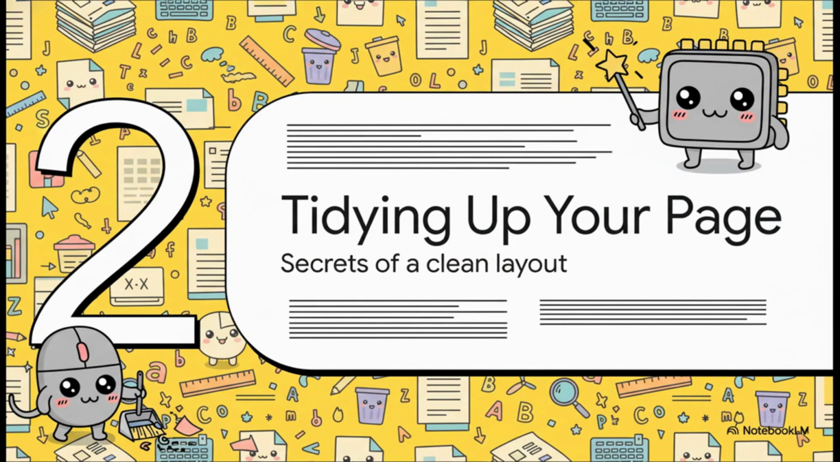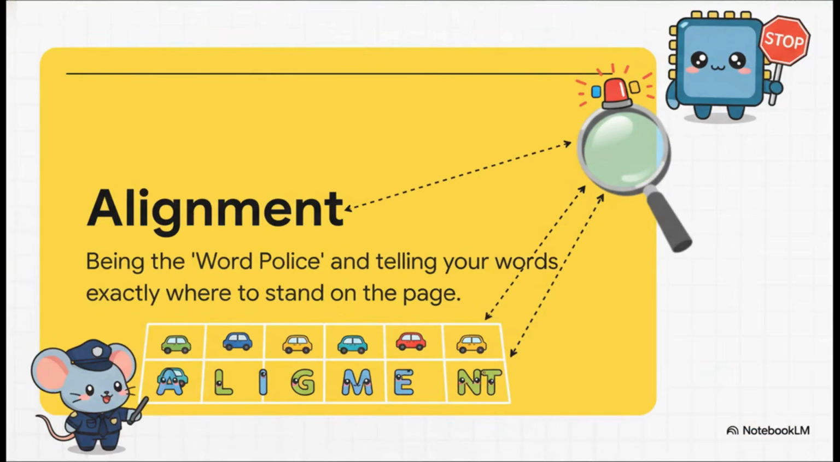Now it's time to tidy up the whole page. This section is all about arranging your text to create a clean, professional, and really easy to read layout. Now let's get into alignment. And a really fun way to think about this is that you get to be the word police. You're the one who tells your words exactly where to line up on the page.